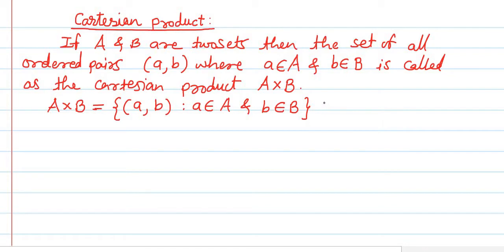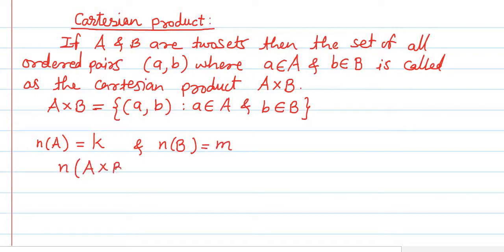Now from this definition it is clear that if at least one of A or B is empty, then definitely the Cartesian product A cross B will be the empty set. And again, if the number of elements in the set A is equal to K, and the number of elements in the set B is equal to M, then the number of elements in their Cartesian product A cross B is equal to K into M. And this K into M number of ordered pairs will be there in the Cartesian product A cross B.